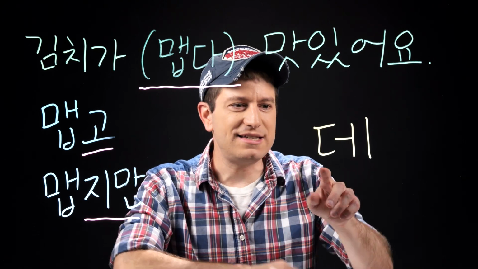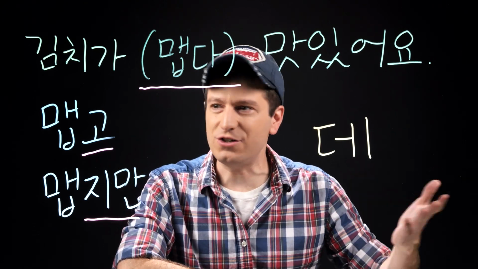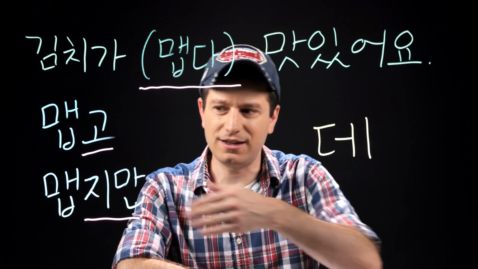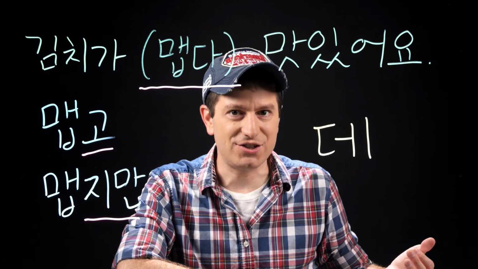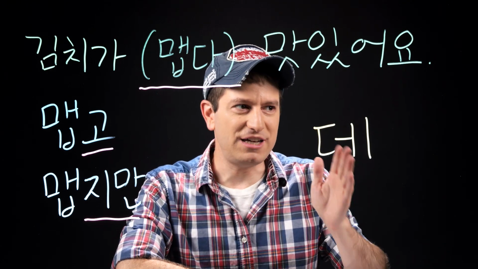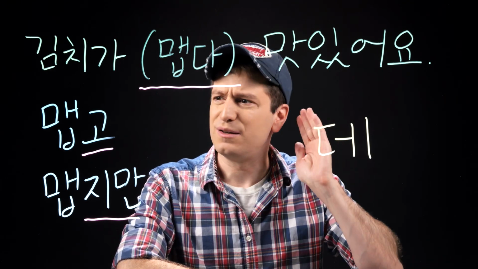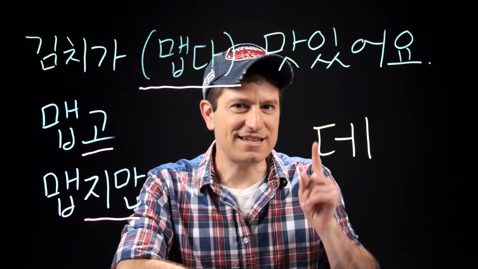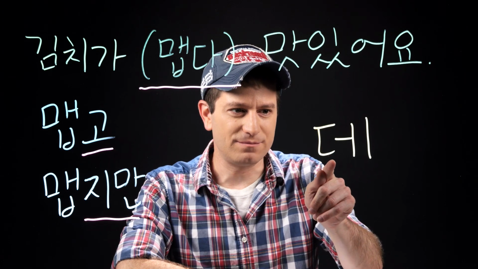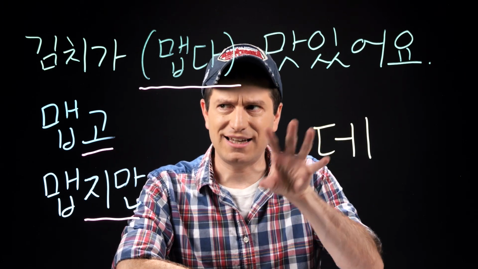Because not only is the 대 form more commonly used than 고 or 지만, it also sounds a lot more natural in regular speech. In fact, the 대 form can be used in place of both the 고 and 지만 sentence endings. Yes, I'm saying that the 대 form means both and but.